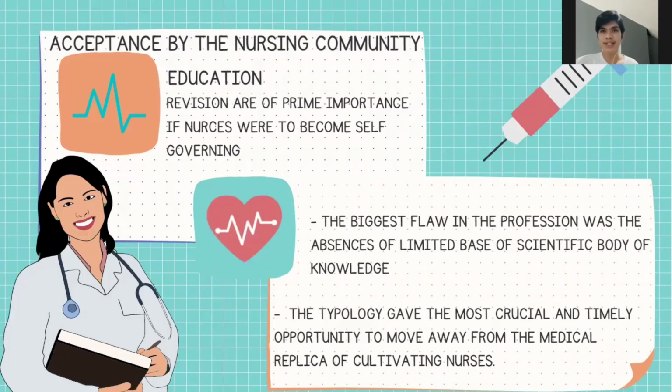Acceptance by the nursing community: education. Revisions are of prime importance if nurses are to become self-governing. The biggest flaw in the profession was the absence of a scientific body of knowledge. The typology gave the most crucial and timely opportunity to move away from the medical model of educating nurses.